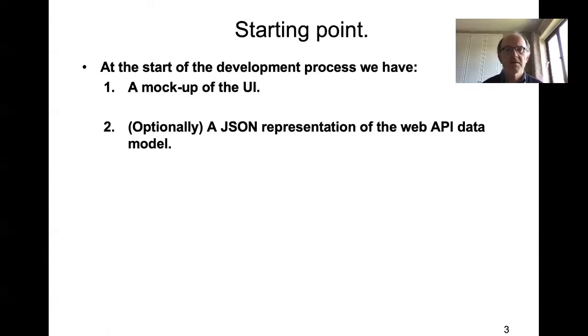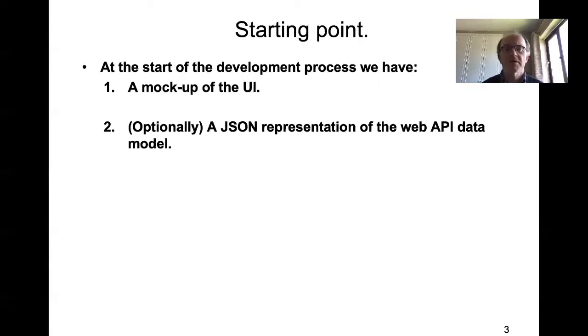Now, before we look at the process, the assumption is that as your starting point, you already have a mock-up of the UI for your application, whether that be on pen and paper, or you've used some tool to sketch out what the look and feel of the UI is going to be. So that's your starting point. You may also have an understanding of the nature of the data that the React app is going to be using in terms of a web API. You may or may not have that. In the case of the movie app, we do, because the TMDB API is fully developed for us.